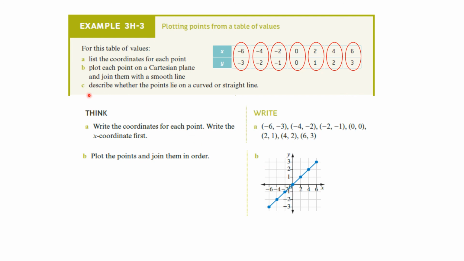Question C, last part, describe whether the points lie on a curved or a straight line. Well, we can already see that our line here is a straight line. If you've got some graph paper at home, or any kind of book that has a grid, it would be pretty helpful to use that type of paper when you're doing exercise 3H. Alright, have a go guys.